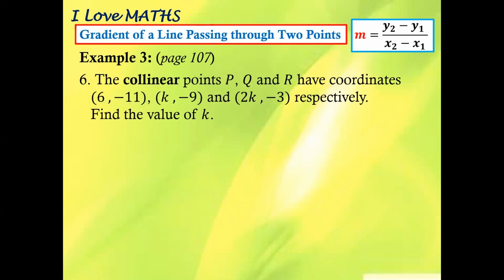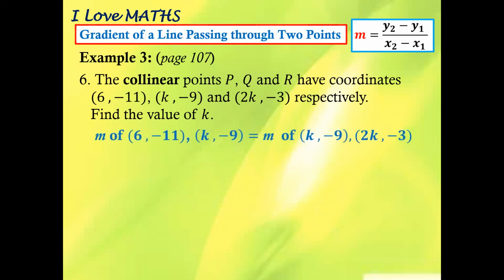Example number 3. The collinear points P, Q, and R have coordinates (6, -11), (k, -9), and (2k, -3), respectively. Find the value of k. When you say collinear, it means that the points P, Q, and R lie on the same line, which means the gradient of (6, -11) and (k, -9) is the same value as the gradient of (k, -9) to (2k, -3) because they are collinear.